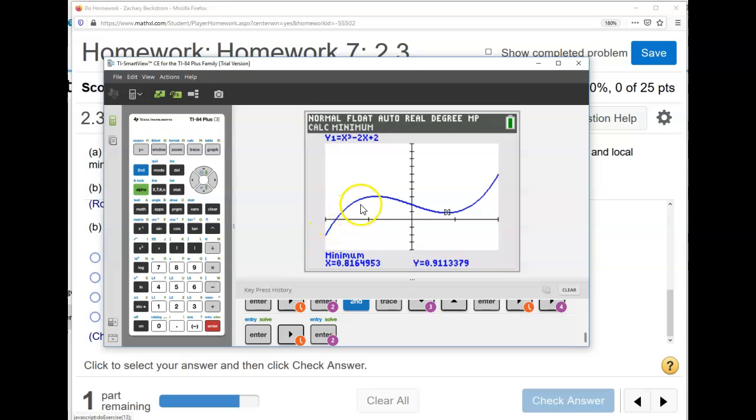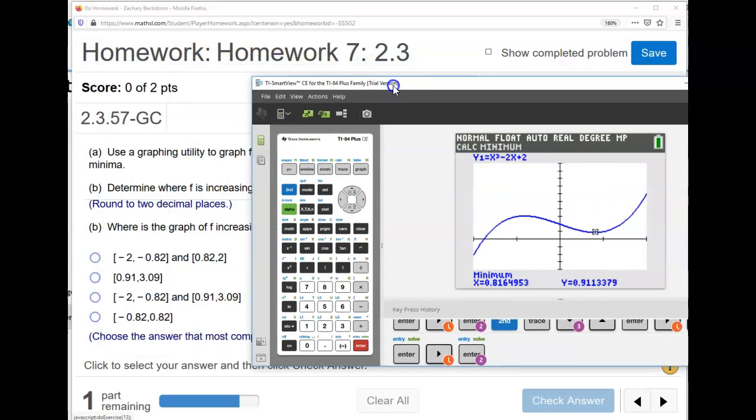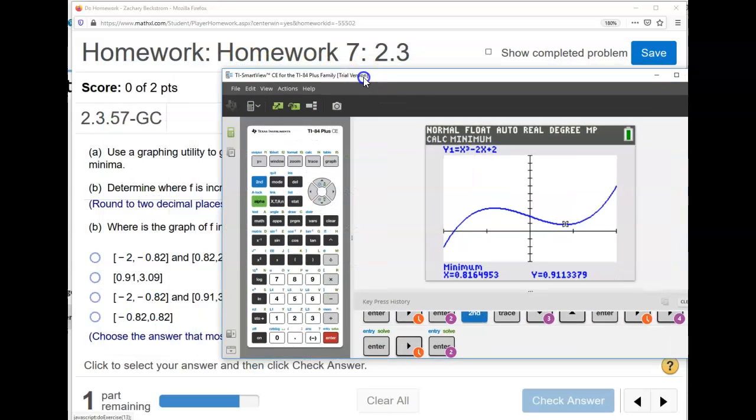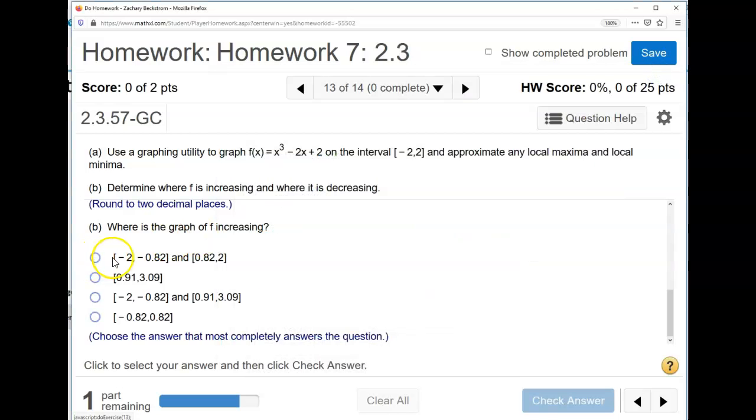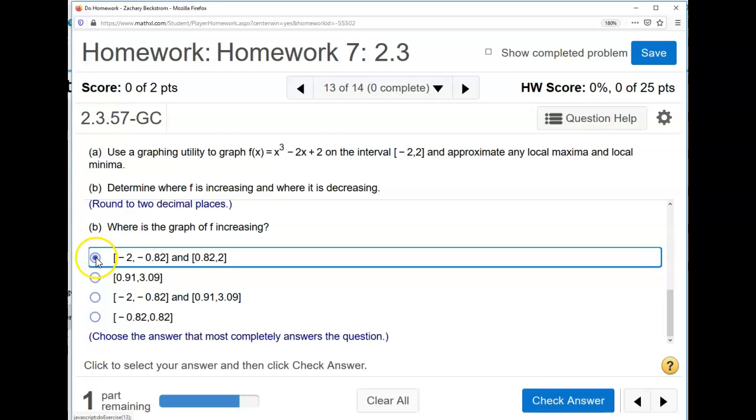From -2 all the way here to that -0.81 or 0.82 that we had, and then it's decreasing, and then it starts increasing again from that +0.82 all the way up to +2. So it looks like our correct answer is going to be this one right here. That's where our function is increasing. That means as we're going from left to right, the curve is going up.